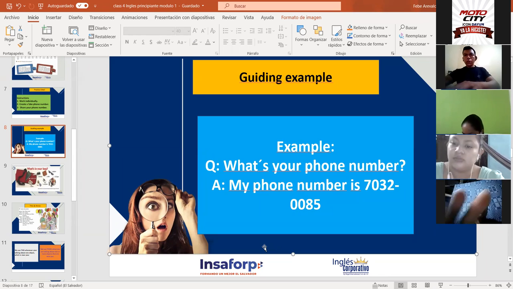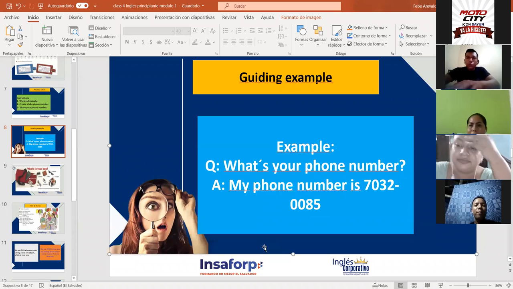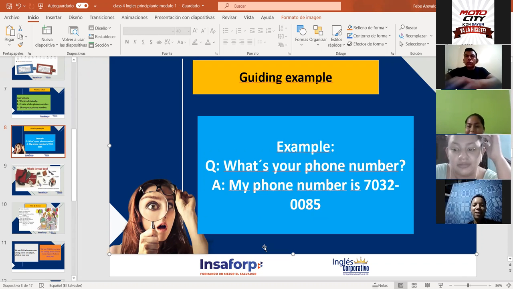What's William's phone number, María Teresa? Repeat. My phone number is 7503-4491. Teacher, disculpe, pero el número 3 no le entiendo cuál es. Yo tengo el número aquí, se lo voy a dictar. Sí, el número 3 no le entiendo.